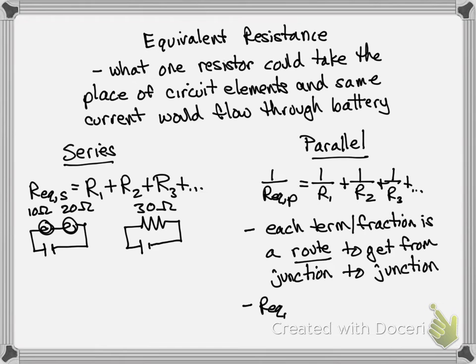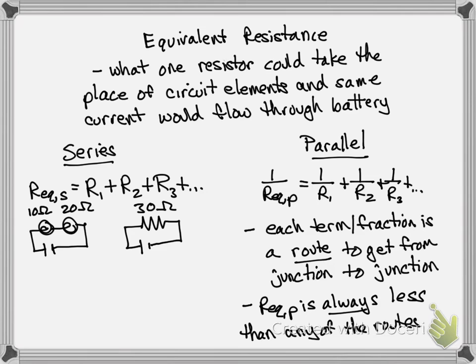For series, it's relatively straightforward. If I've got a 10 and a 20, add them up, I get 30. My battery would have the same current flowing through it if it had a 10 and a 20 in series or a 30 just all by itself. For parallel, though, what you'll see is that the equivalent resistance that you get for parallel will always be less than any of the individual routes. And you'll see that because adding loops in parallel actually decreases the resistance, because what does it do? It makes more current flow.